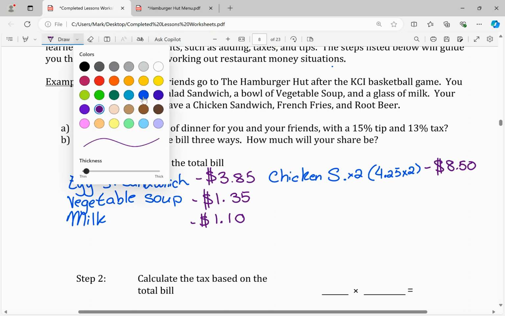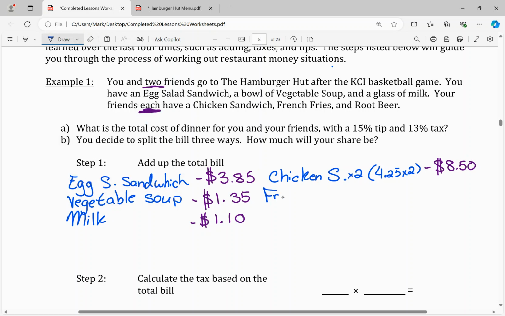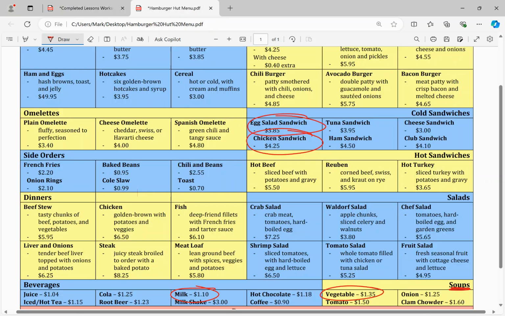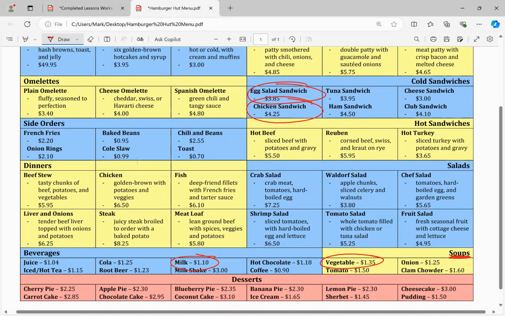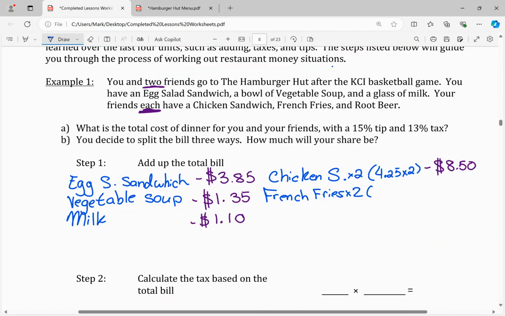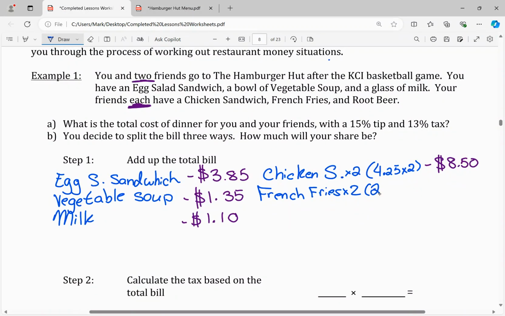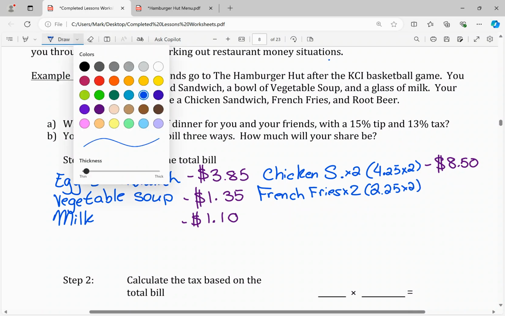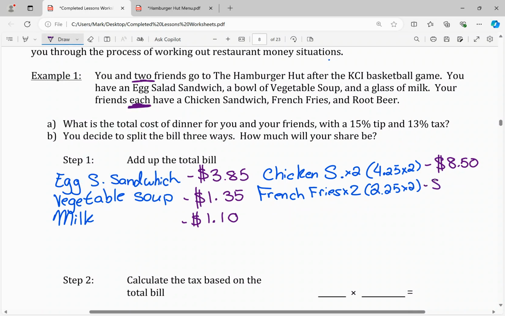Next, we have French fries. Also times 2. Now, French fries probably in the sides. Yep, here it is. French fries are $2.25 each. So that is 2.25 times 2. French fries are going to cost us 5. Nope, that's incorrect. French fries are going to cost us $4.50.